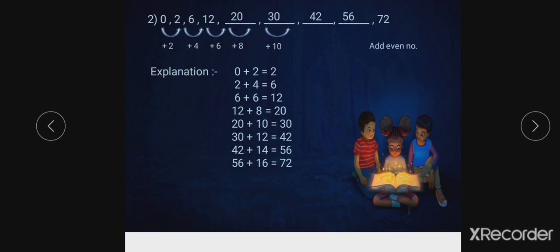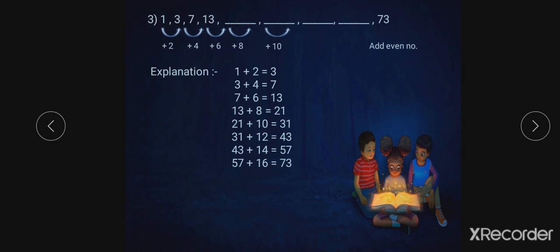How was it, children? Wasn't it easy to understand the pattern and find out the next number? Let us see a different pattern in question number 3. Here, the first number is 1, and then 3, and then 7, and then 13. Let us see how we got 3 after 1. We got 3 by adding 2. And then to 3 we are adding 4 in order to get 7, that is our next number. To 7 we are adding 6 in order to get 13 as our next number.